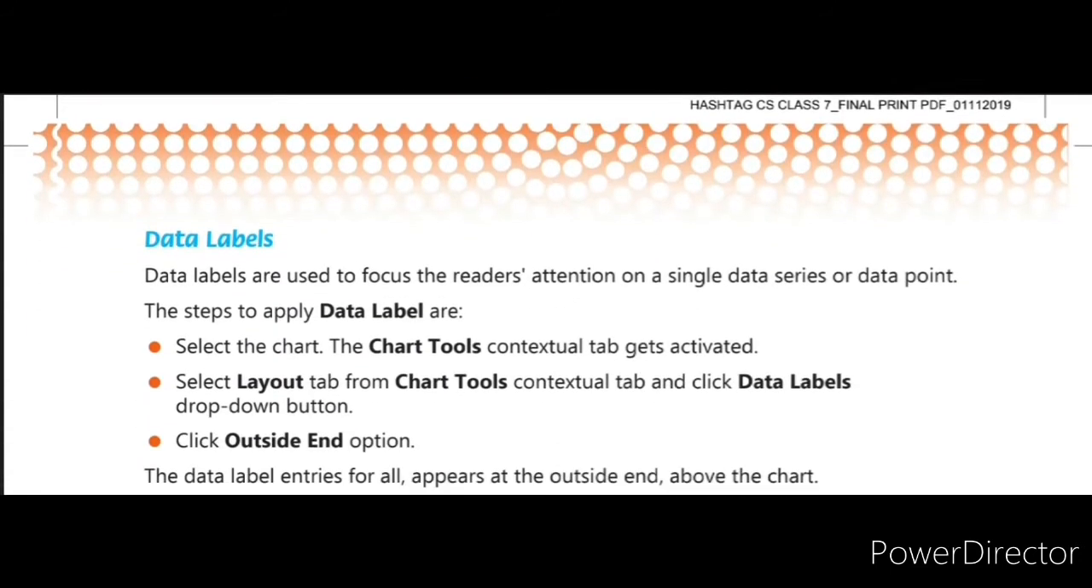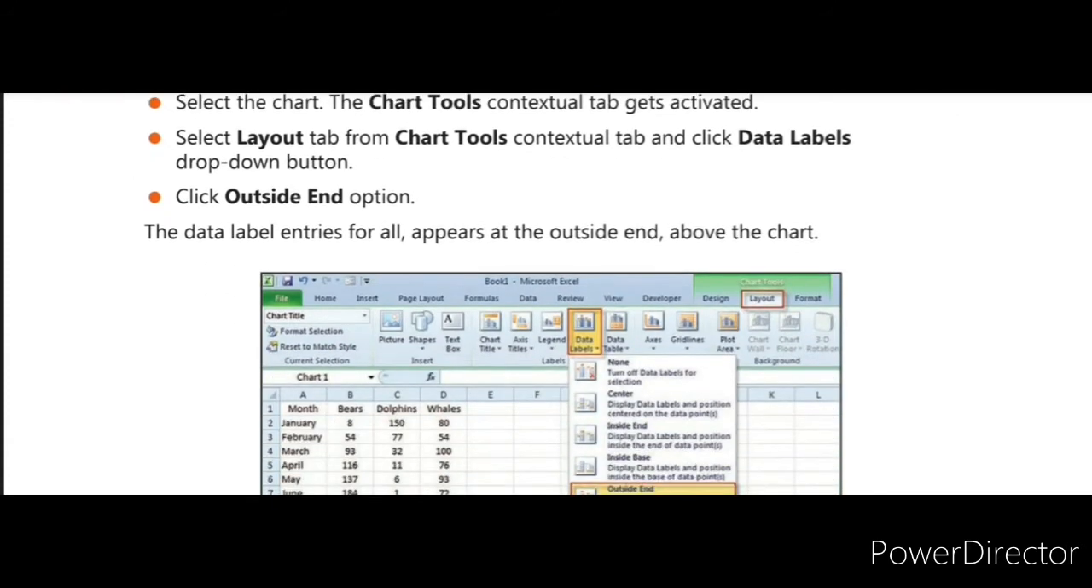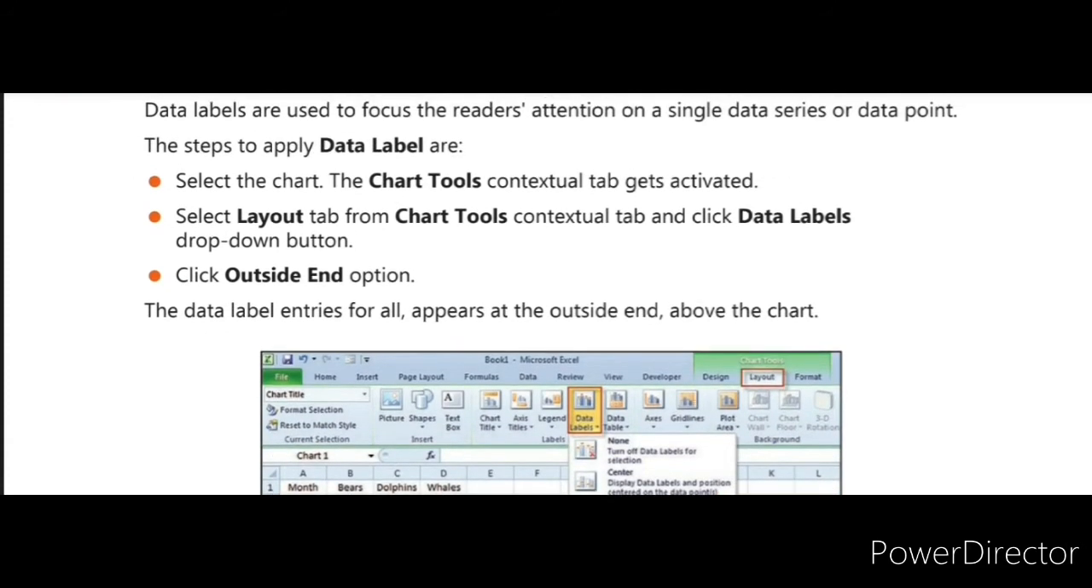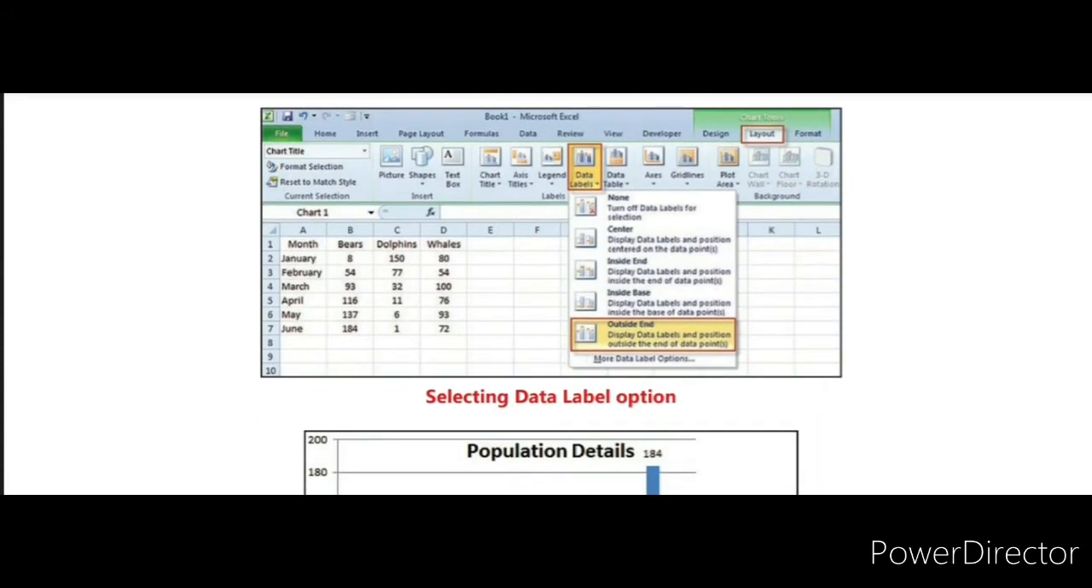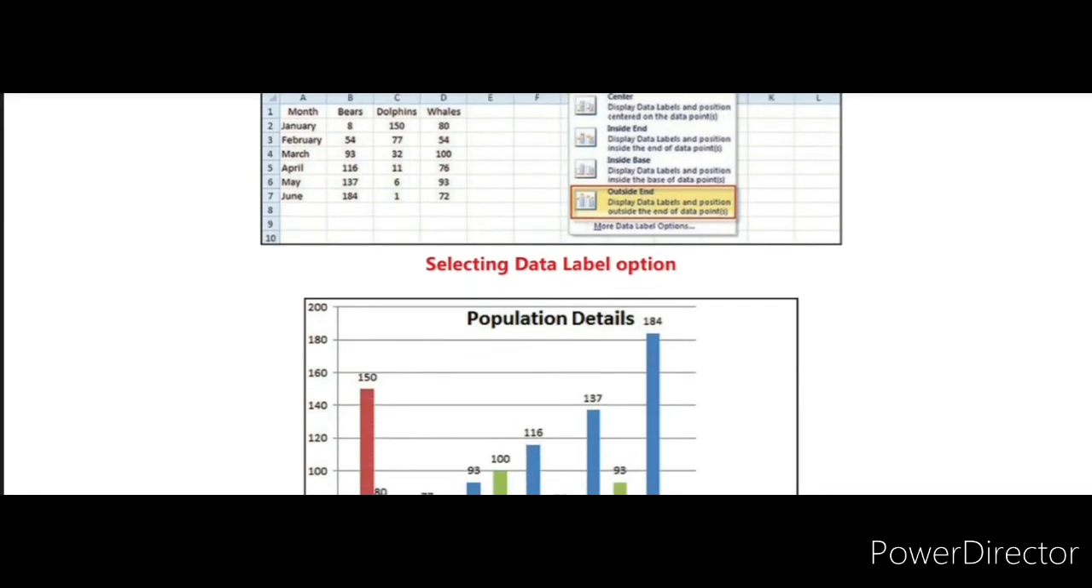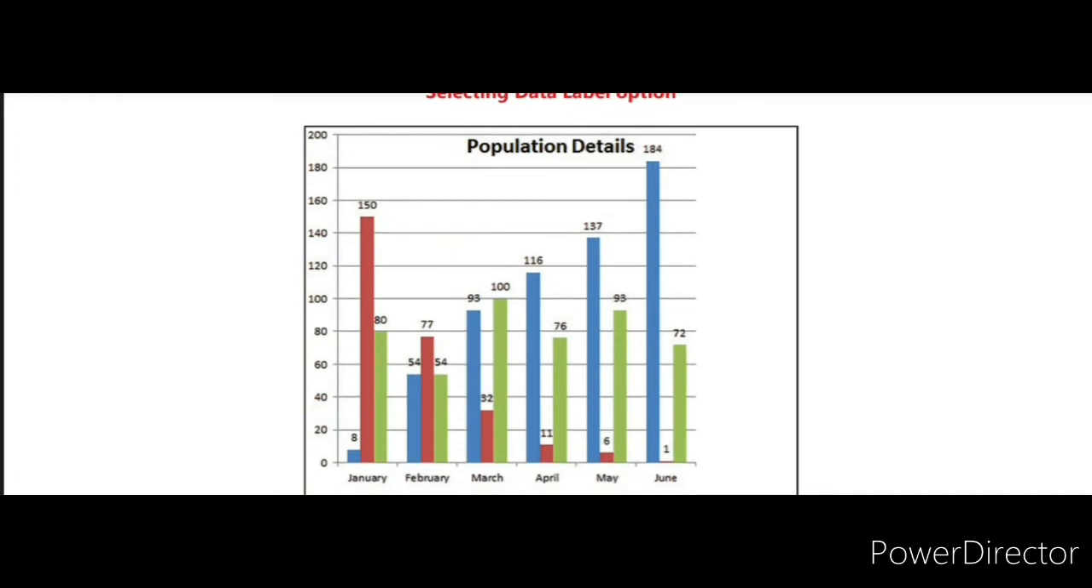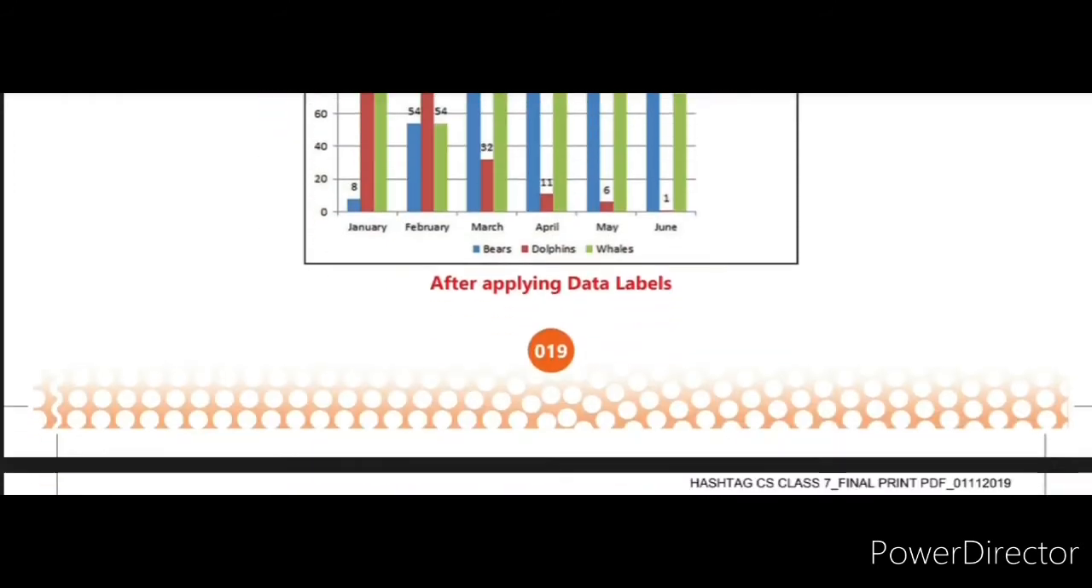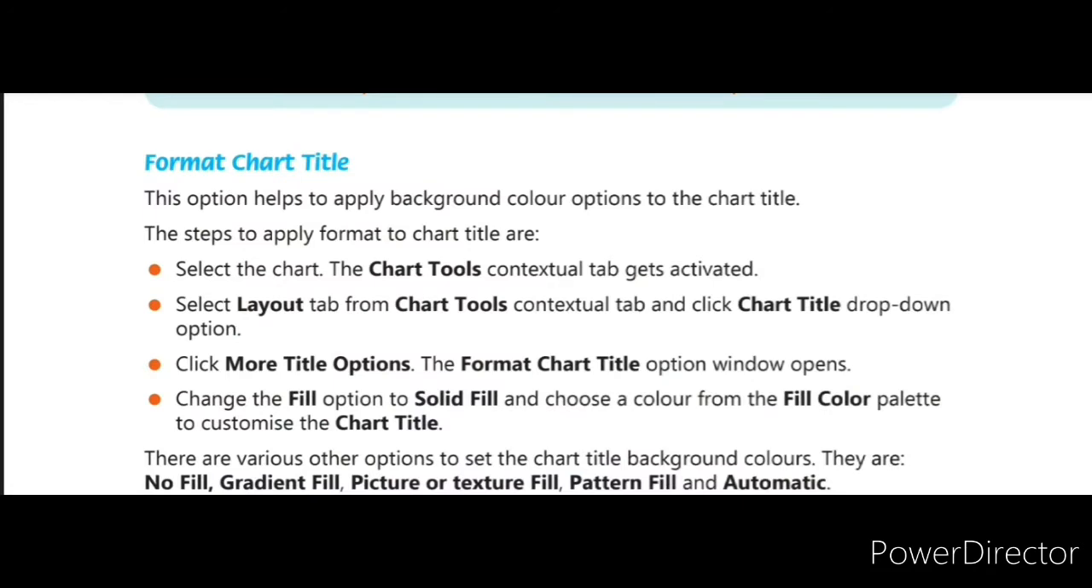Next, data labels. What are data labels? The information about the chart. Next we have seen the steps to apply the data label. This is how you select the data label option. Here in this example your data label is displayed on the top of the chart, outside end. So this is about the last class.